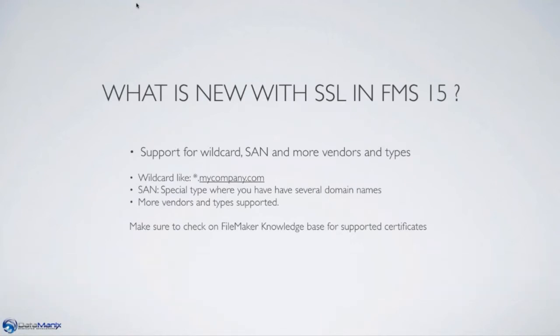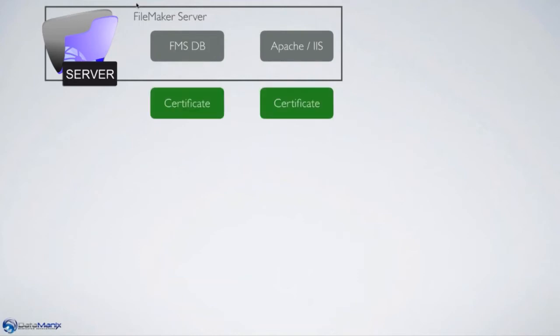So just to recap how these SSL certificates work. We have a FileMaker server that consists of a FileMaker Server database engine and a web server engine, which is Apache, or IIS for Windows. These are the two main components in play when we are talking about SSL certificates. So we need a certificate in order to validate that the server is who it says it is. The certificate is basically something like when you get a passport.